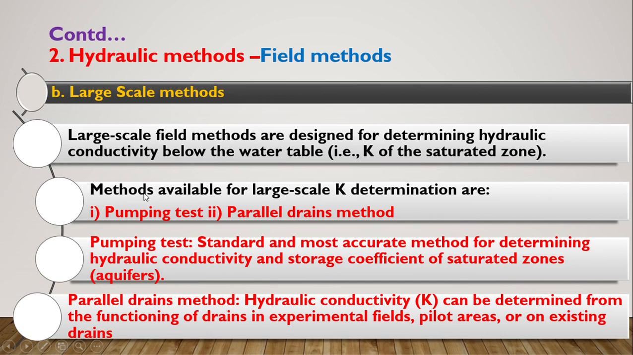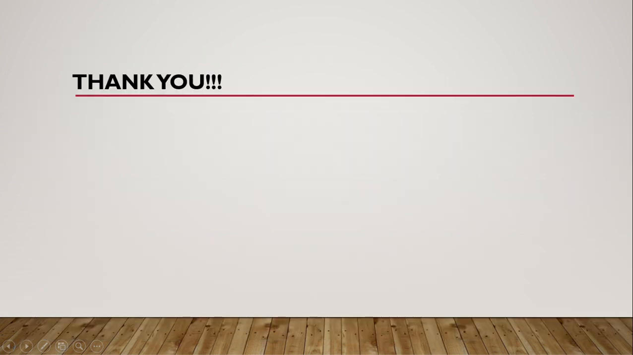The pumping test method is nothing but we construct a large well and use the pumping test. We pump out the water and measure the hydraulic conductivity. The parallel drains method is where there are some drains in that area, and we determine the hydraulic conductivity from the functioning of the drains. Okay, drainage systems. So these are the two methods used on a large scale for finding hydraulic conductivity by using hydraulic methods. So this is about today's lecture.